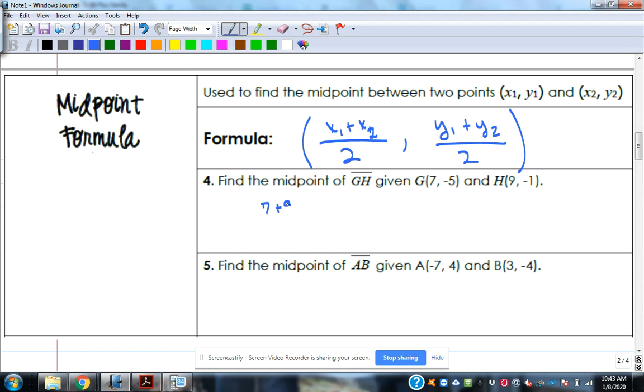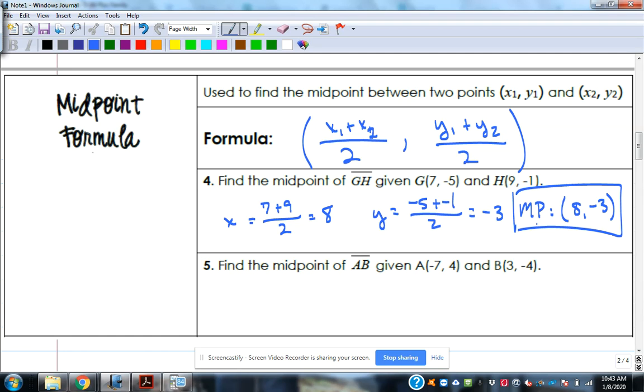So 7 plus 9 over 2. This will be the x midpoint. That's 16 divided by 2 is 8. All right. And then the y value, be negative 5 plus negative 1, which is negative 3. So the midpoint, and we'll just do MP, is the ordered pair 8, negative 3. It really is that easy. It's nothing too fancy about that.